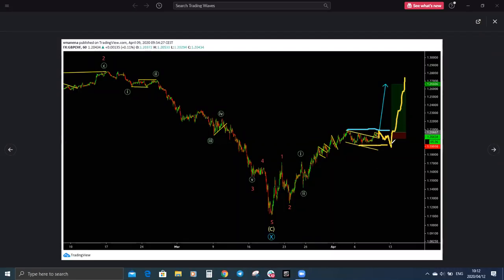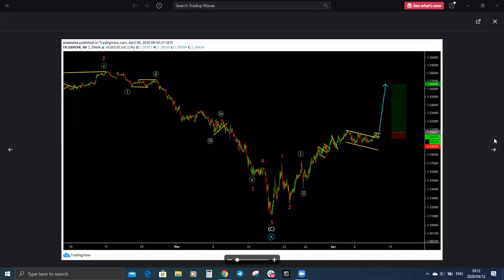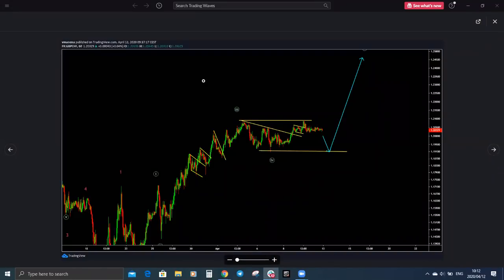So this corrective structure is now going to be a bit deeper than we anticipated. Even if this means that it is going to hit our stop, we're going to look for another entry. That happens, that is part of trading. That is Pound Chief. That is how the Pound Chief has now played out.